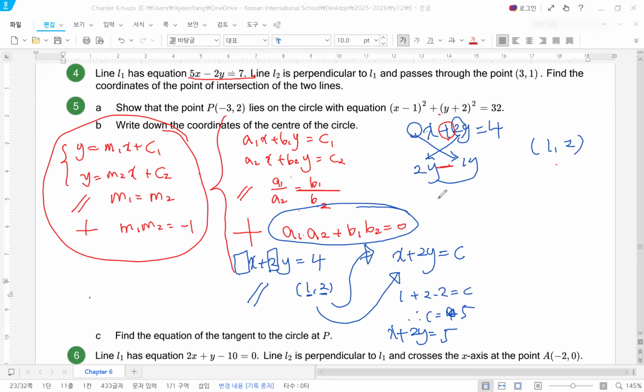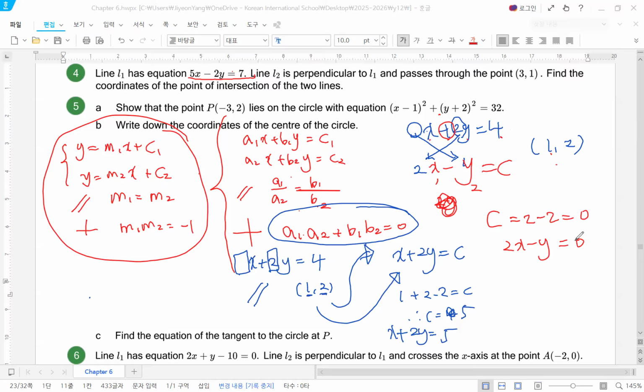Okay, so 2x minus y equals c. You can write it down in this way. Then by substituting 1 and 2, you can find the value of c, which is c equals 2 minus 2 equals 0. Do you understand? So the line equation which is perpendicular to x plus 2y equals 4, passes through (1, 2), you can write down as 2x minus y equals 0. Okay?